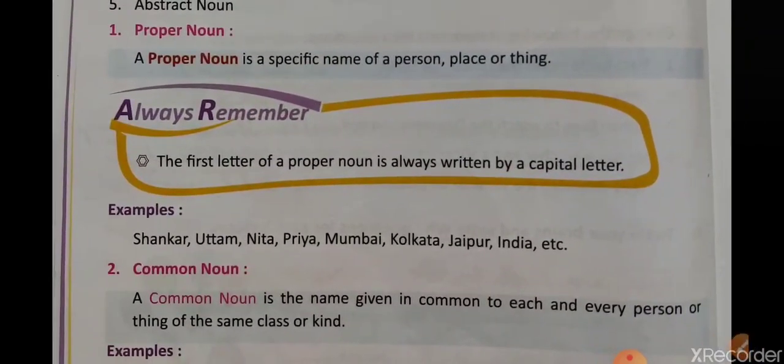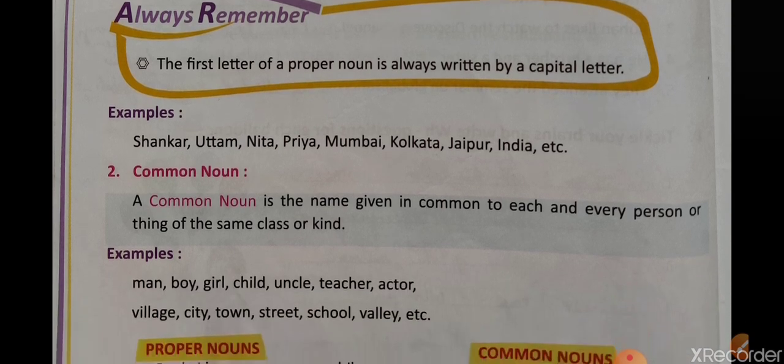So a proper noun is a specific name of a person, place, or thing. For example, my name is Kanika, so I am a proper noun. The name of the river Ganga is Ganga, so Ganga is a proper noun. The name of the thing that is right in front of me is blackboard, so it is a proper noun. For example, Shankar, Uttam, Neeta, Priya, Mumbai, Kolkata, Jaipur, India, etc. All the names are proper nouns, and whenever we are writing any kind of proper noun, any kind of name, we have to make sure that we start with a capital letter.